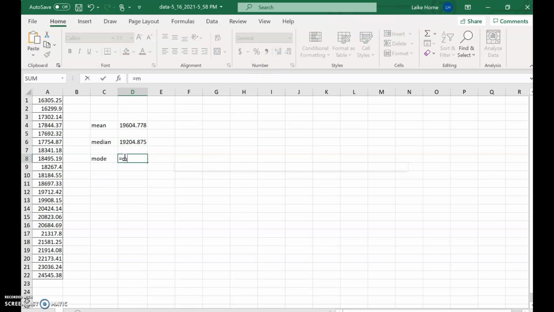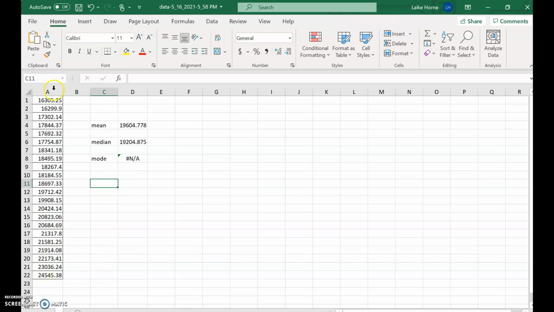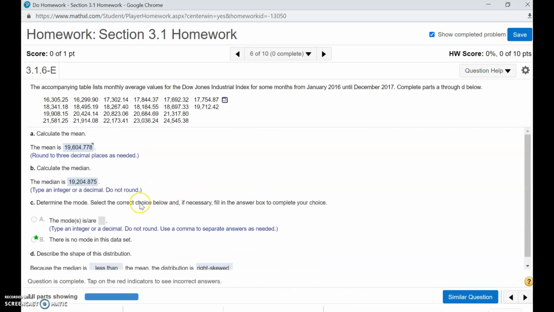Okay, for the mode, the thing about the mode is if you don't have a mode, then you're going to get this symbol, the pound not applicable. If you have more than one mode, Excel is only going to give you one mode as an answer. So your best bet would be to highlight the cells and sort from smallest to largest, and that way you can find the mode by looking at the numbers in order. But here we don't have a mode. Okay, so that's how you do the mean, median, and mode.